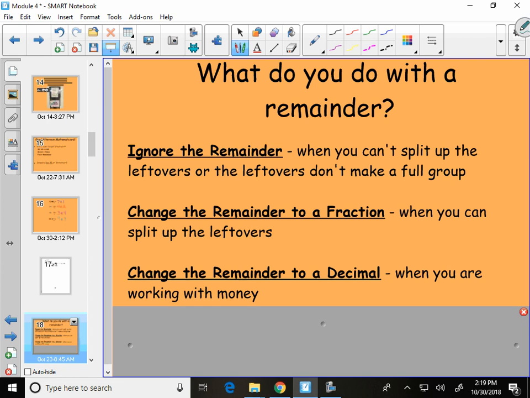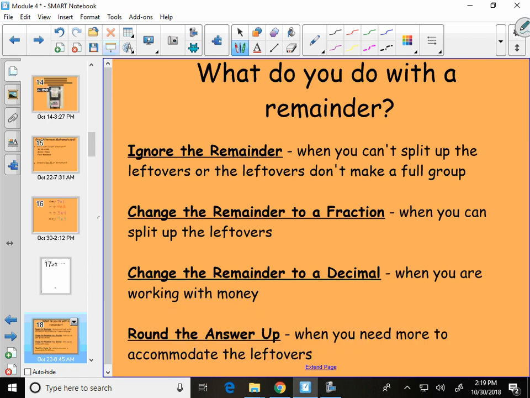In one of the story problems we're about to do, we're going to change the remainder to a decimal. And that's when we're talking about money, because money is shown as a decimal. And then in one, we're going to round the answer up, and that depends on the question. So we're going to do 4 problems. One of them, we're going to do this in a real life situation. One of them will do this, one of them will do this, and one of them will do this. So we're going to do the problems mathematically, and then we're going to figure out in real life, what would you really do with those leftovers? So let's figure them out mathematically first, and then worry about what we would do in real life after.